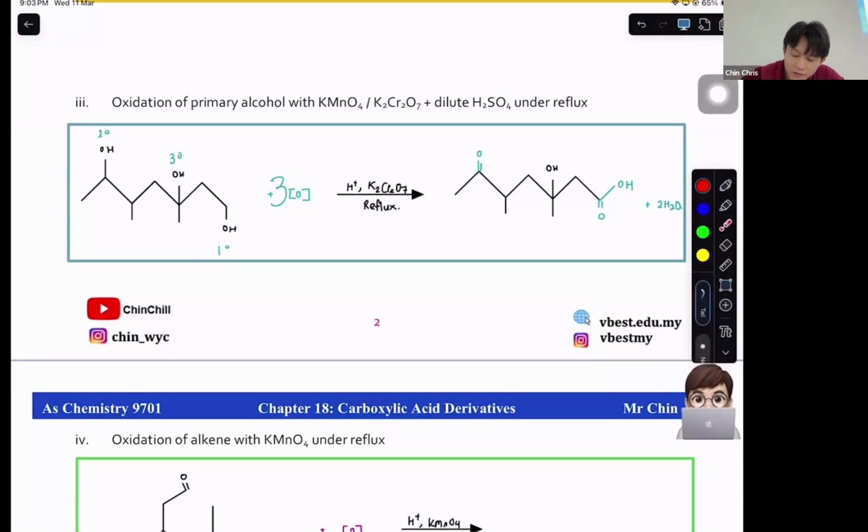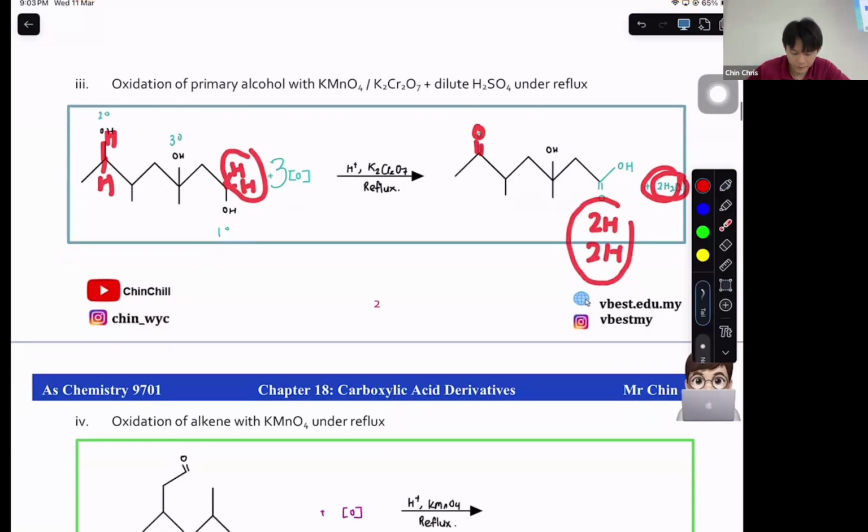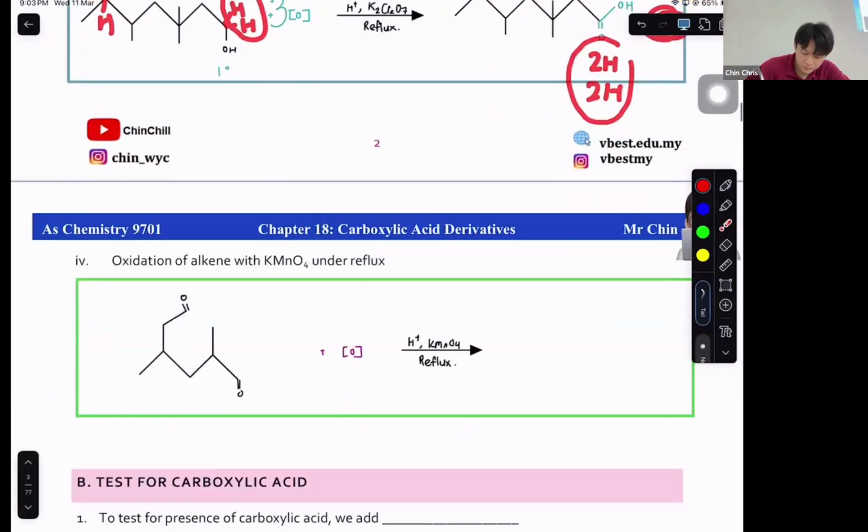Again, you see, right? You have 2H here on one side. You have 1H here. This one has no more H's. So 2H here. Then the 2H's here are removed also. So you have 2 more H's. So in total, it's going to be 2H2O, yeah. Okay, last one.